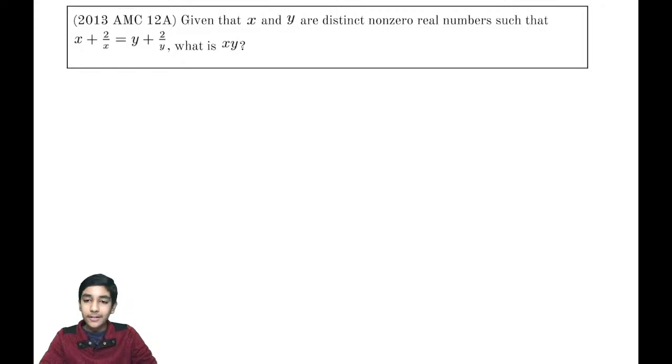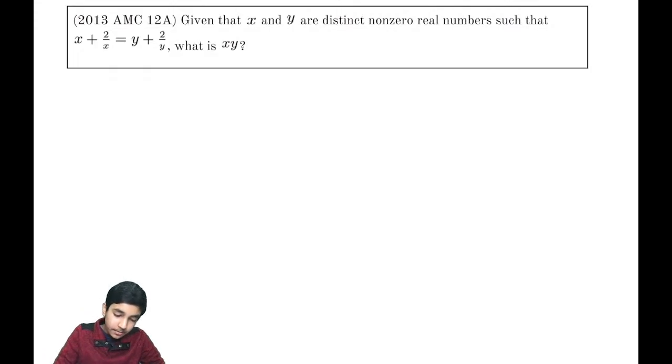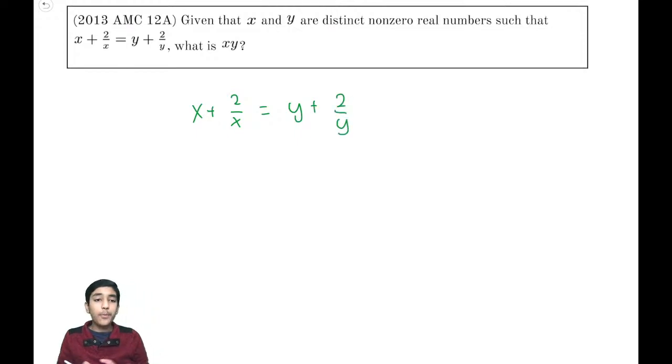Okay, so now let me go into the solution for this problem. The way we can solve this problem is that we can basically have x plus 2 over x equal to y plus 2 over y. A trick in general for problems is that whenever we have two expressions, we want to put the like expressions together. Because when two expressions are similar, then we tend to have some nice properties of those expressions.